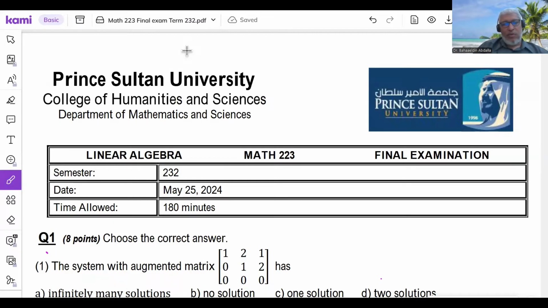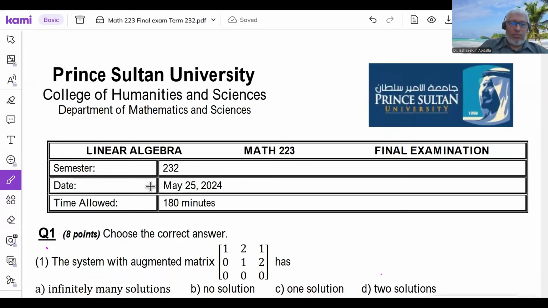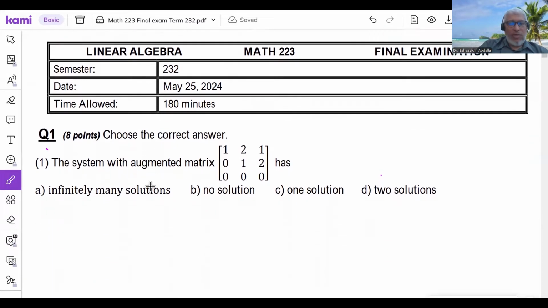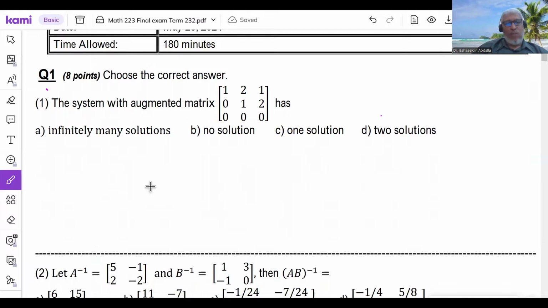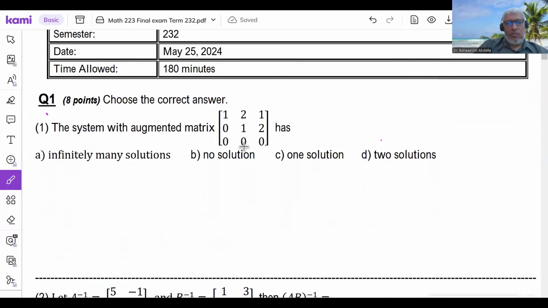This is Math 223, final examination, term 232. Let us solve the exam together. First question, choose the correct answer. Multiple choice questions. The system with augmented matrix has how many solutions?